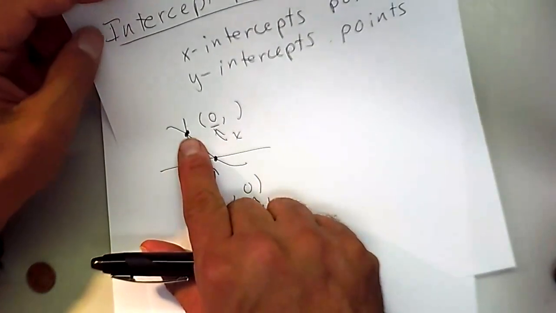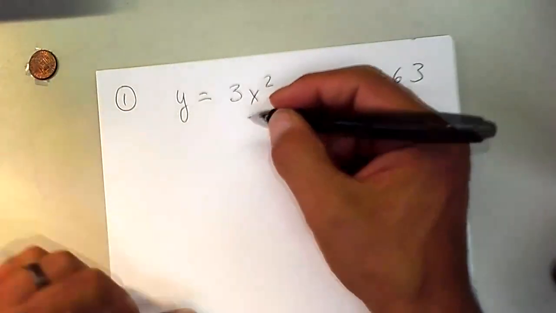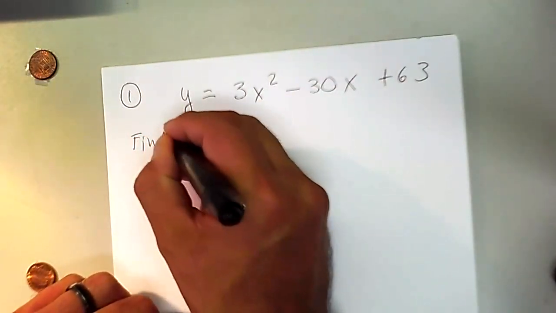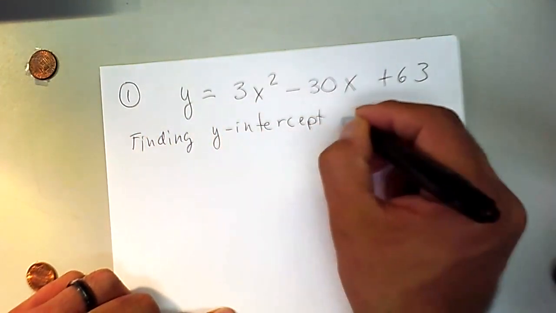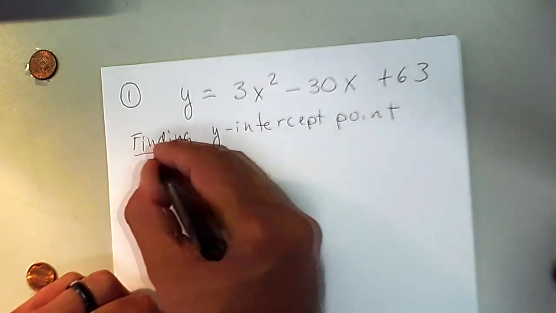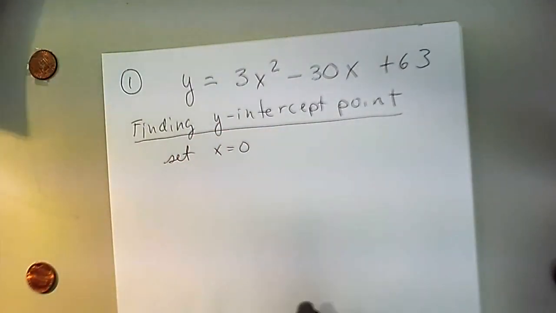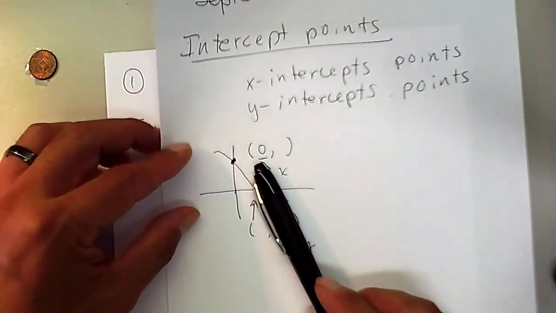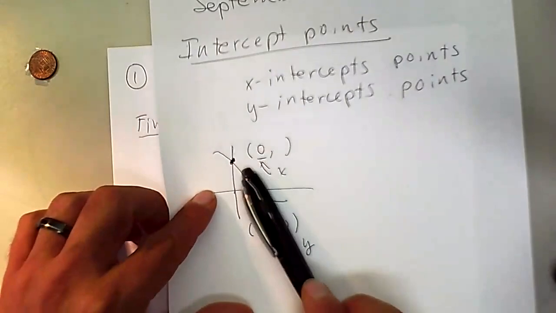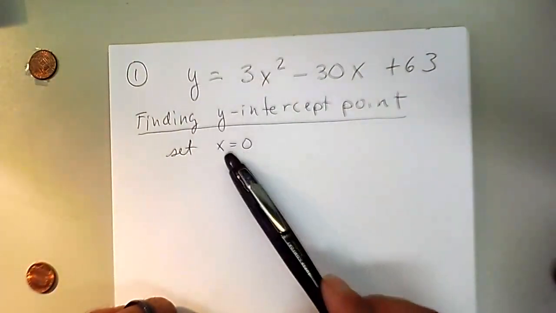That is the easiest one to do. To find the y-intercept, we set x equal to 0. Okay, so finding the y-intercept point. All right, so the way we do that is by setting x to be 0. Why? Because we know that's what the y-intercept would look like. It will have an x value of 0. So we go ahead and do that. We set x to be 0. Here's a relationship between x and y, but we set x to be 0.